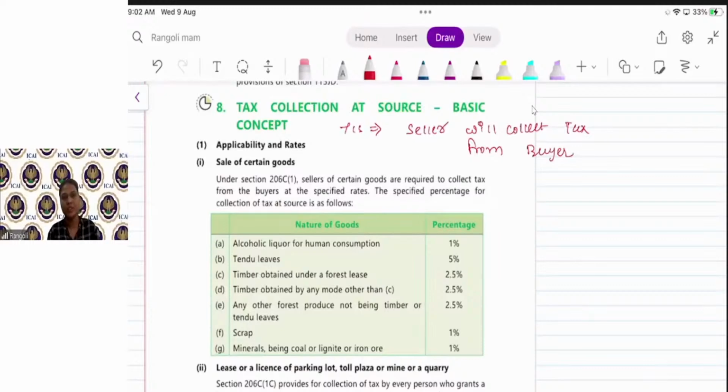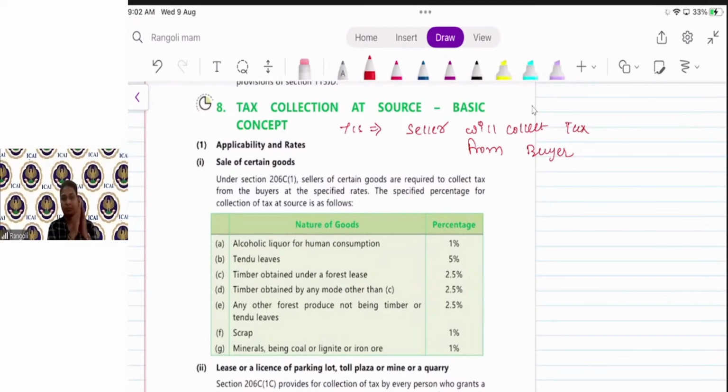Now, tax collection at source, TCS. The seller will collect tax from the buyer and deposit the same to the government on account of the buyer. That is called TCS.